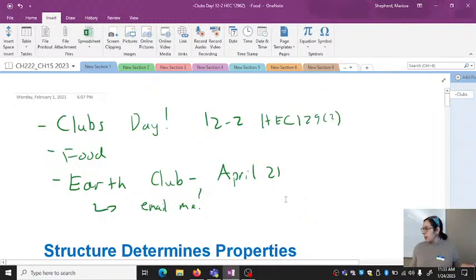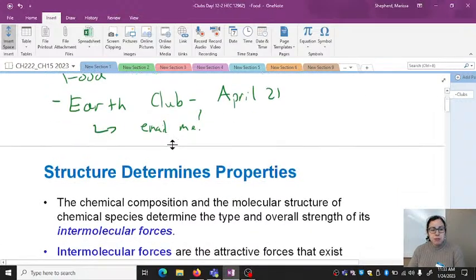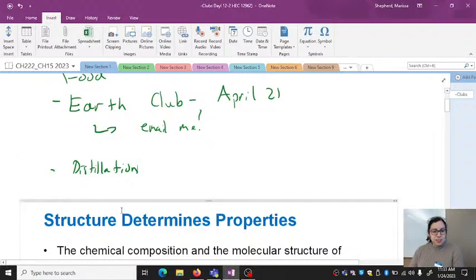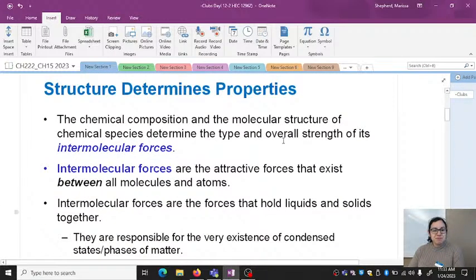Then I have papers to hand back, so if I didn't catch you during class, I'll try to catch you during lab. Also, today's lab should be pretty fun. We're doing a distillation lab. Just obviously, we'll talk about this in lab, but don't eat or drink anything we play with today.